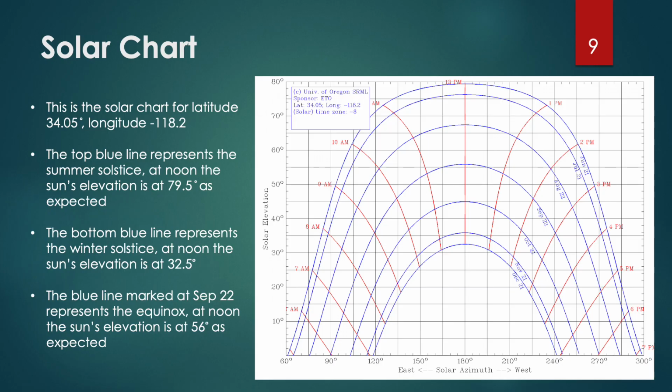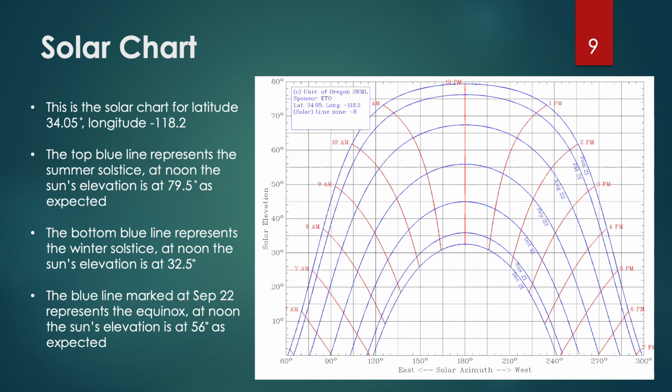And here we have a generated solar chart. So this basically describes the sun's motion or path throughout our sky on a 2D graph. And this solar chart was generated for the LA area. So the latitude is 34.05 degrees and the longitude is minus 118.2. And on the x-axis we have the solar azimuth, right? So if we set our panel facing south, so facing 180 degrees, this would be how the motion of the sun is. And the y-axis is going to be our solar elevation.